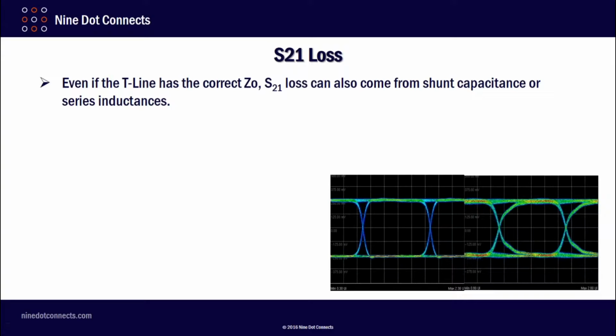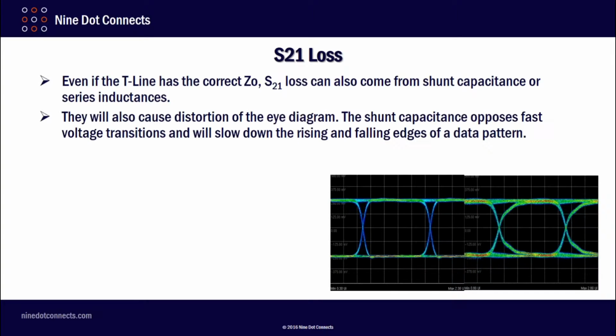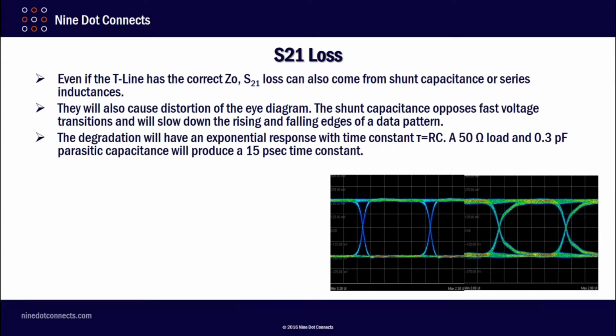Even if the T-line has a correct impedance, S21 loss can also come from shunt capacitance or series inductances. They will also cause distortion of the eye diagram. The shunt capacitance opposes fast voltage transitions and will slow down the rising and falling edges of a data pattern. The degradation will have an exponential response with time constant tau equals RC.